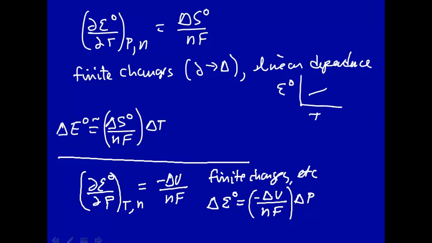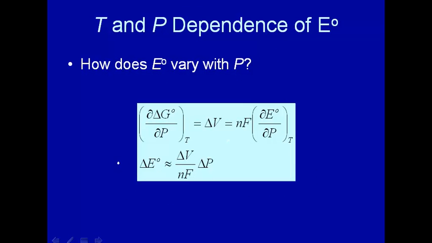For condensed phases, the change in volume is not very much with pressure. If you compress a liquid or a solid, you don't get much delta V, so you wouldn't expect much pressure dependence on the standard cell potential. Okay, so that's what that is. All right, so those are more fun things you can do.